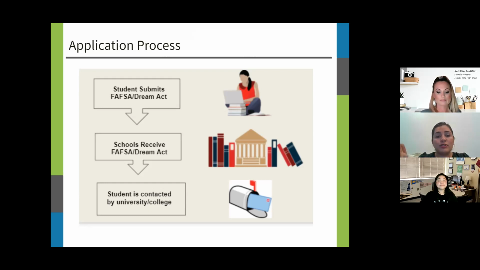The universities will contact you through each university's and college's portal. They will share with you your financial aid awards, like how much they're going to give you in grants, loans and work study. They'll do it through these portals, or some of them will actually send you a financial aid award letter through the mail.